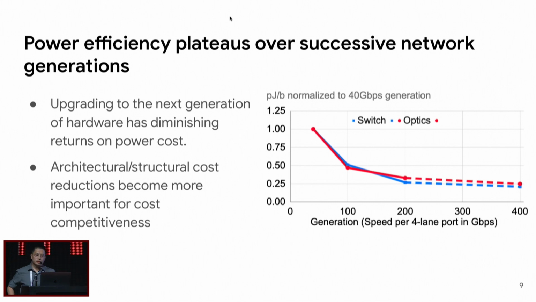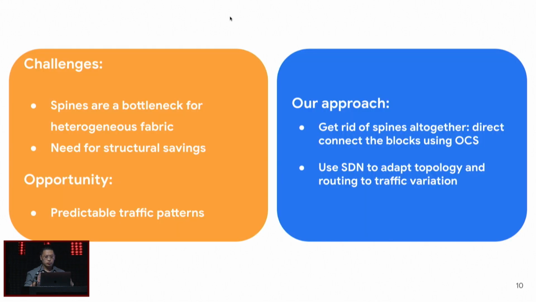The third observation is that the power consumption per bit per second is not dropping as fast as it used to be. In other words, upgrading to the next generation of hardware has diminishing performance returns on our power investment. Now, this trend is calling for architectural change that would allow us to continue scaling our fabric in a cost-competitive fashion. So a quick recap.